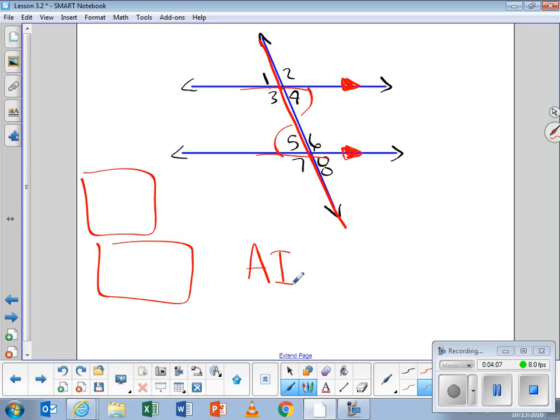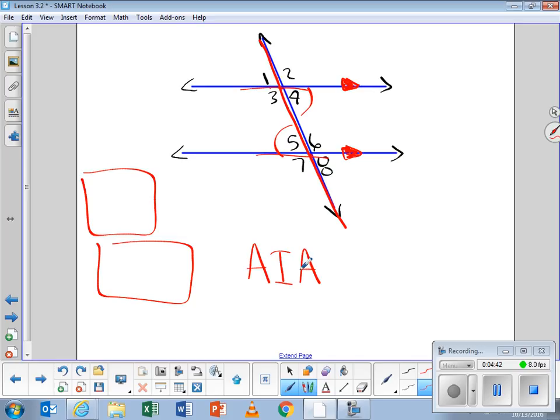I'm sorry. I started to say this and then I stopped. I got distracted with my sub. But from this page, which you could be writing on, is alternate interior and example, and write that down. And you could write same side interior, or SSI if you want. And then give the example we used. What was it? 3 and 5. And then corresponding. What was our example there? 1 and 5. Okay? So you can make a list of those that way.